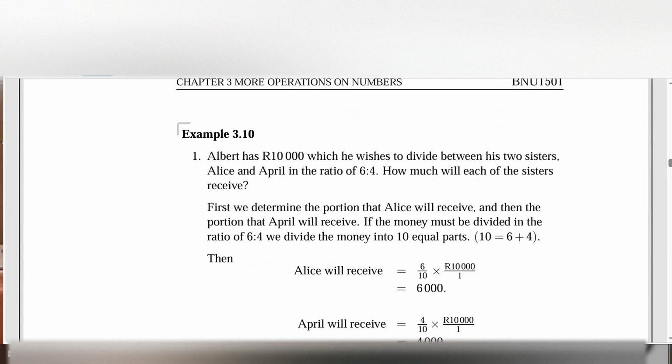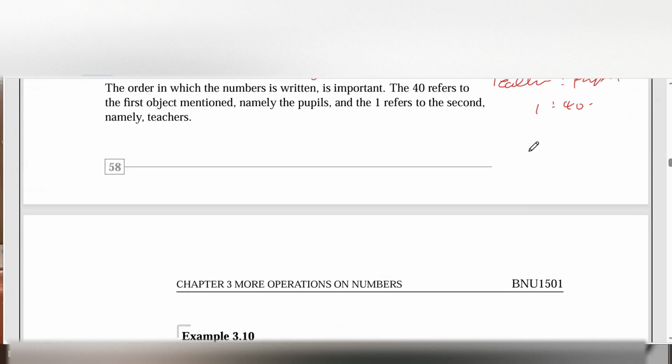Here is an example. Albert has 10,000, which he wishes to divide between the two sisters, Alice and April, in the ratio of 6:4. How much will each one get? What this question is talking about is how we divide in a particular ratio. The procedure is very simple.